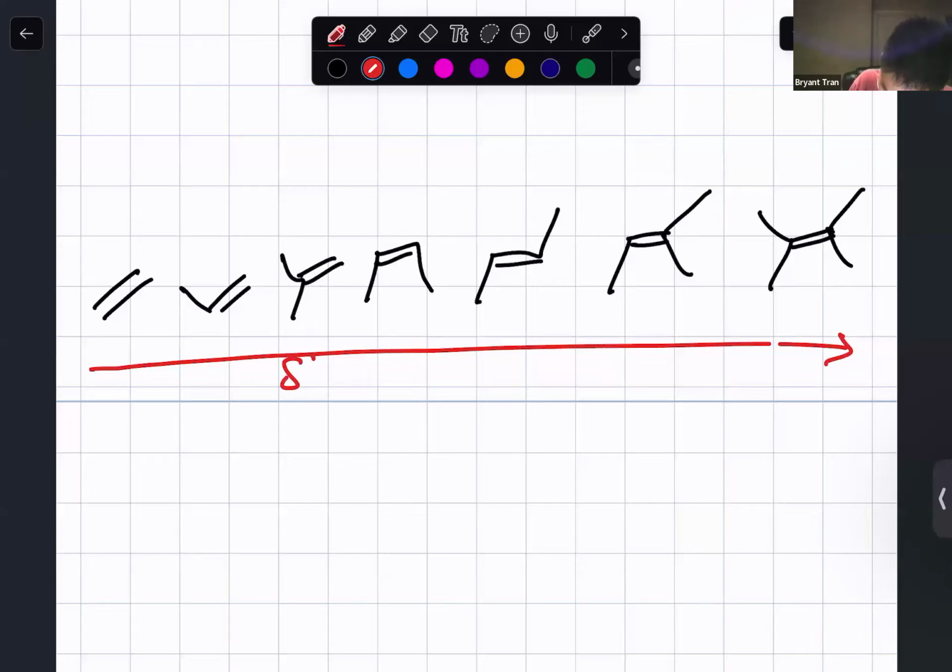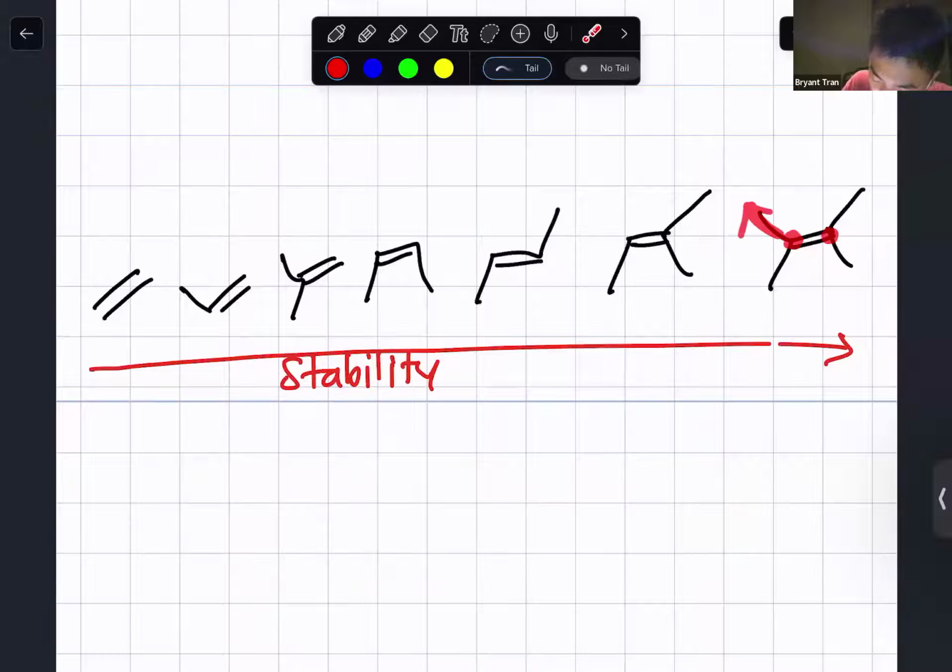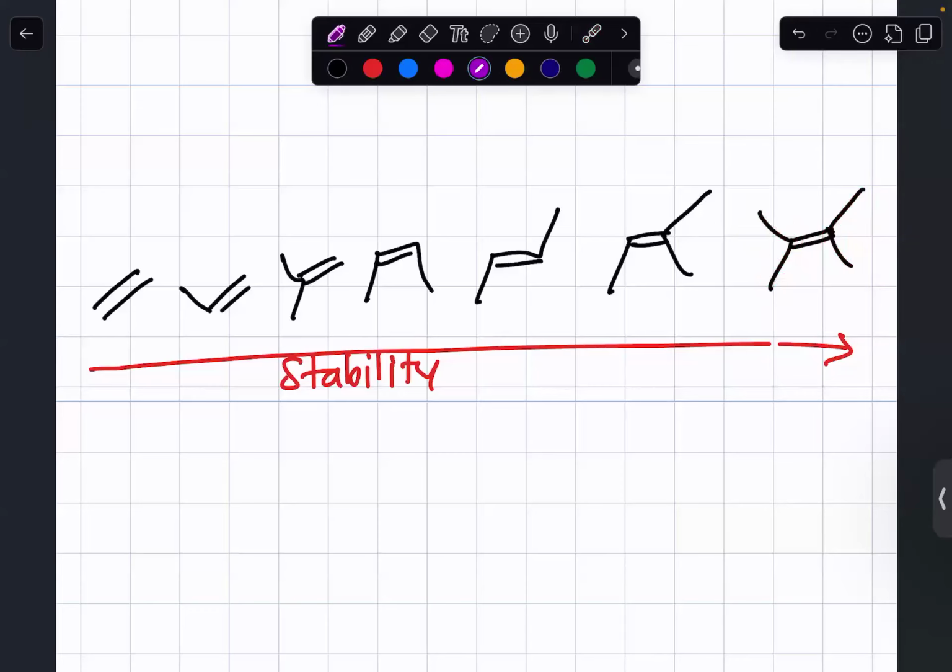So this is going to be stability. And to tell what it is, just look at the carbons of the alkene and see how many groups are coming off of the alkene, right? We see these carbons here are the carbons of the alkene. We see four groups coming out. One, two, three, four, right?